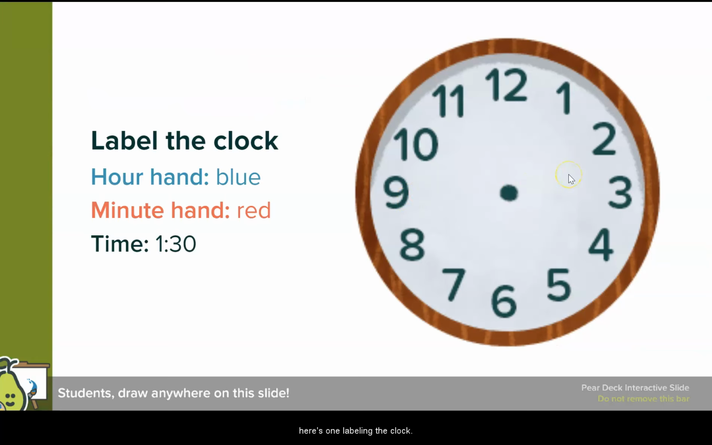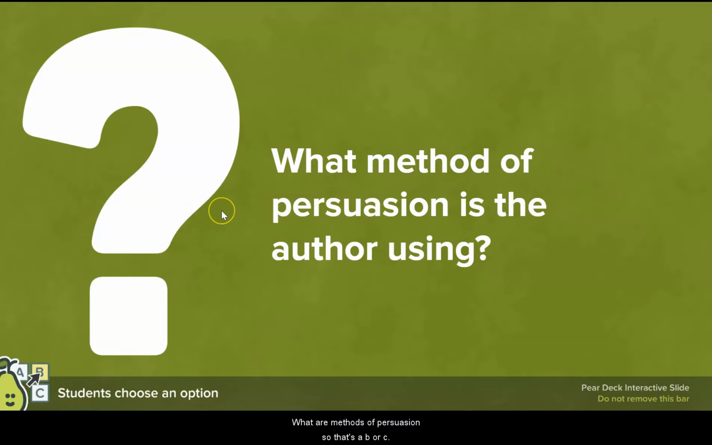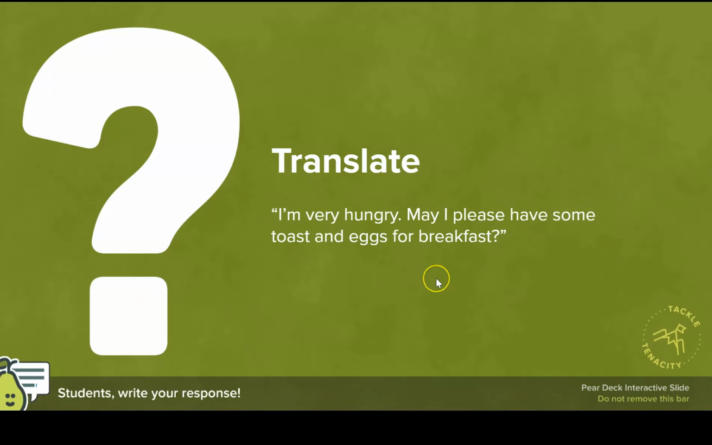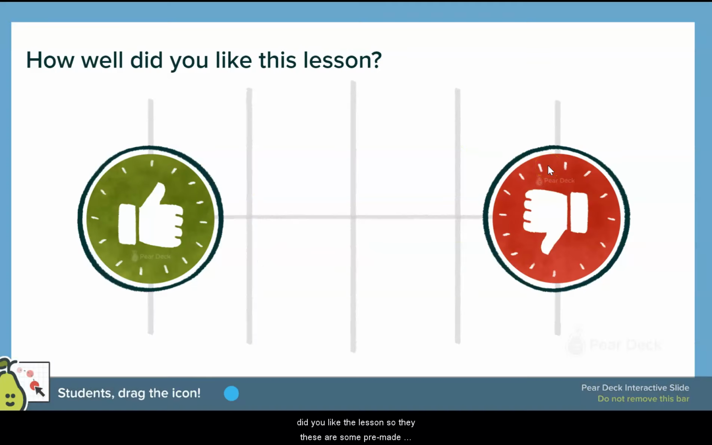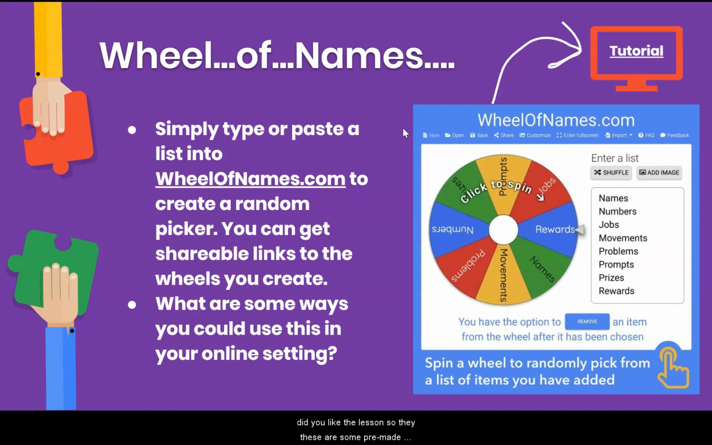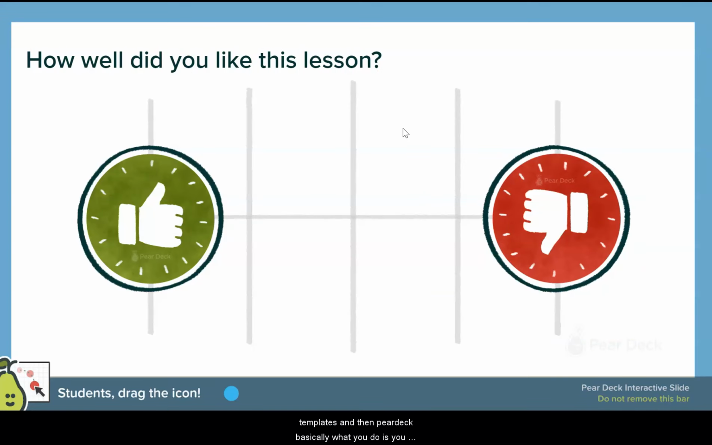So here's one, labeling the clock. What are methods of persuasion? So it's A, B, or C. Translation. And I was just using some of the pre-made ones. There's even some flashcards. This is recently, how well did you like the lesson? So these are some pre-made templates within Pear Deck.